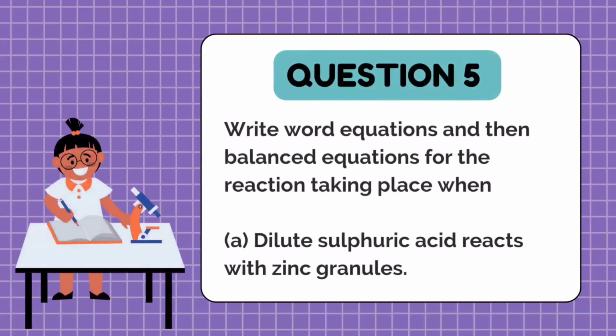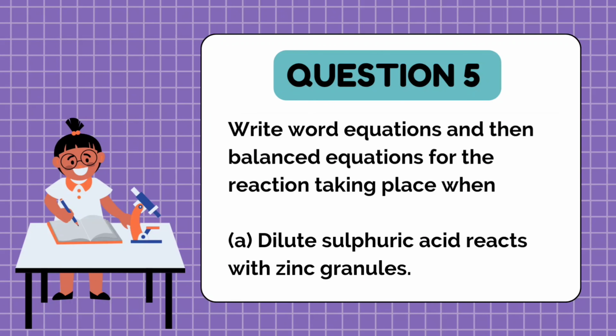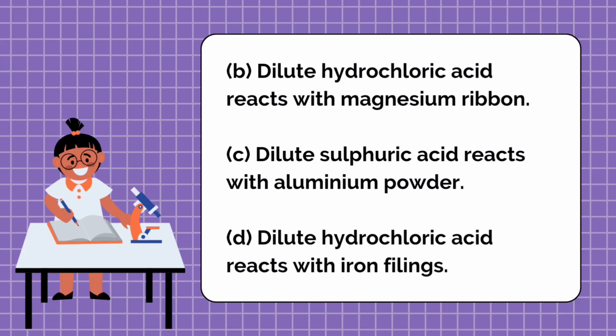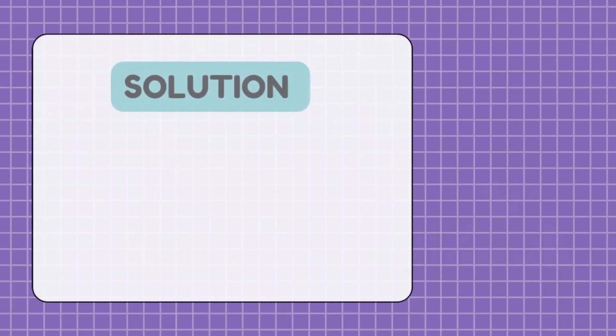Question 5. Write word equations and then balanced equations for the reaction taking place when A. Dilute sulfuric acid reacts with zinc granules. B. Dilute hydrochloric acid reacts with magnesium ribbon. C. Dilute sulfuric acid reacts with aluminium powder. D. Dilute hydrochloric acid reacts with iron filings. Solution.